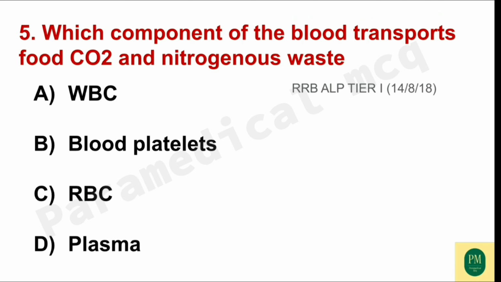Which component of the blood transports food, CO2, and nitrogenous waste? Option A: WBC. Option B: blood platelets. Option C: RBC. Option D: plasma. The correct option is option D: plasma.